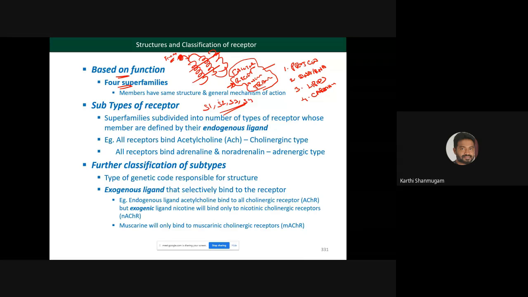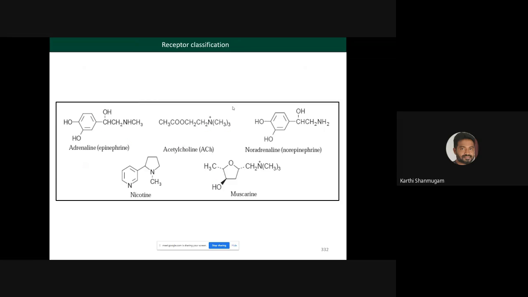Further, we can classify superfamily 1, 2, 3, 4 into different subtypes based on the receptor. I am not going to discuss that in this lecture. So these are very general endogenous ligand molecules which act as messenger molecules: adrenaline, acetylcholine, noradrenaline, muscarine, nicotine. These are well-known neurotransmitters which act as a primary messenger.